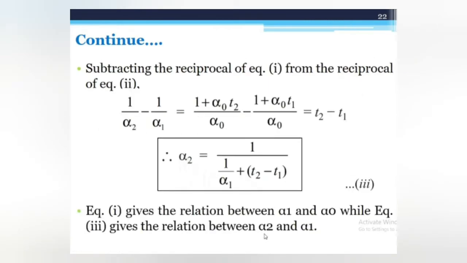So subtracting the reciprocal of equation 1 from the reciprocal of equation 2, we get 1 upon alpha 2 minus 1 upon alpha 1 equal to (1 plus alpha 0 T2) upon alpha 0 minus (1 plus alpha 0 T1) upon alpha 0. When we solve this equation, we get T2 minus T1. So by making alpha 2 the subject, we get alpha 2 equal to 1 upon (1 upon alpha 1 plus T2 minus T1), where T2 minus T1 is the temperature difference, right? And alpha 1 is the temperature coefficient at T1 degrees Celsius, and alpha 2 is the temperature coefficient at T2 degrees Celsius.